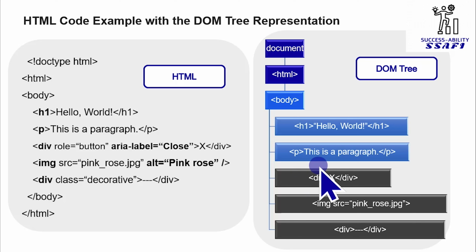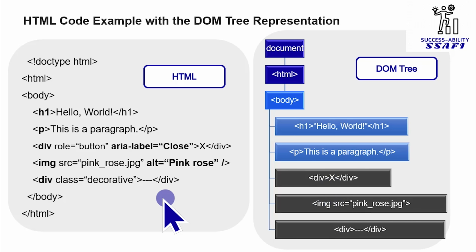But here is where it gets more interesting. As we said, we have a div with the role button and aria label close, but on the UI we just see the X, right? And this is what's going to show up in the DOM tree. So it means it's a div with the text content of the capital X.